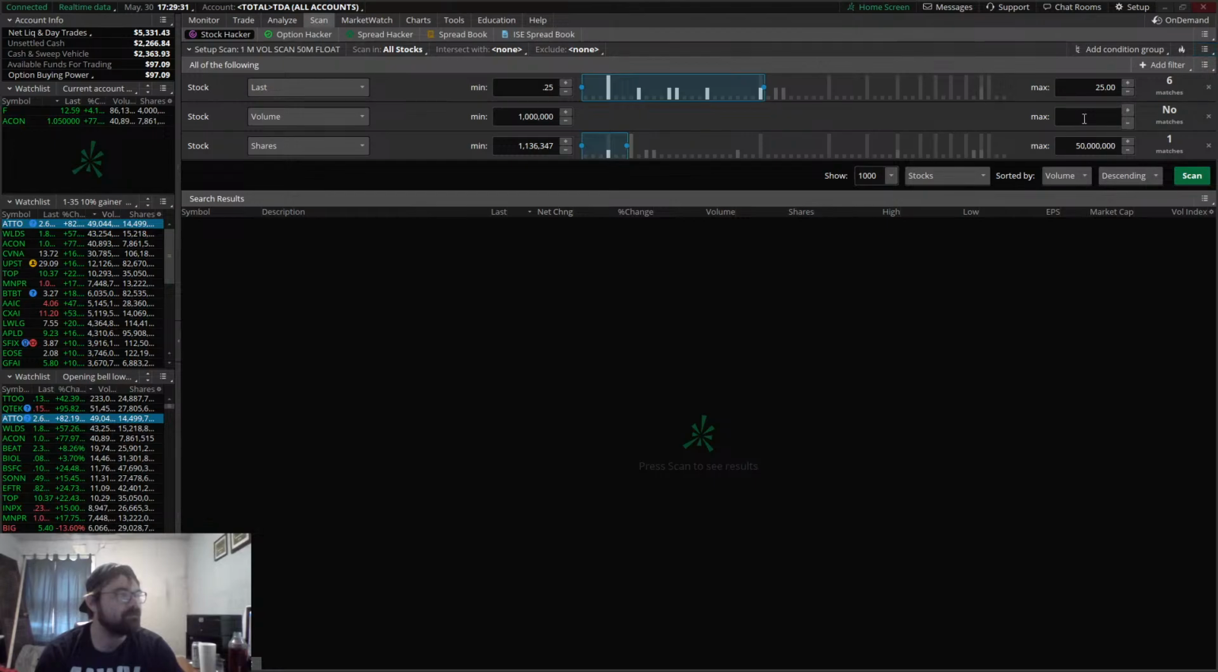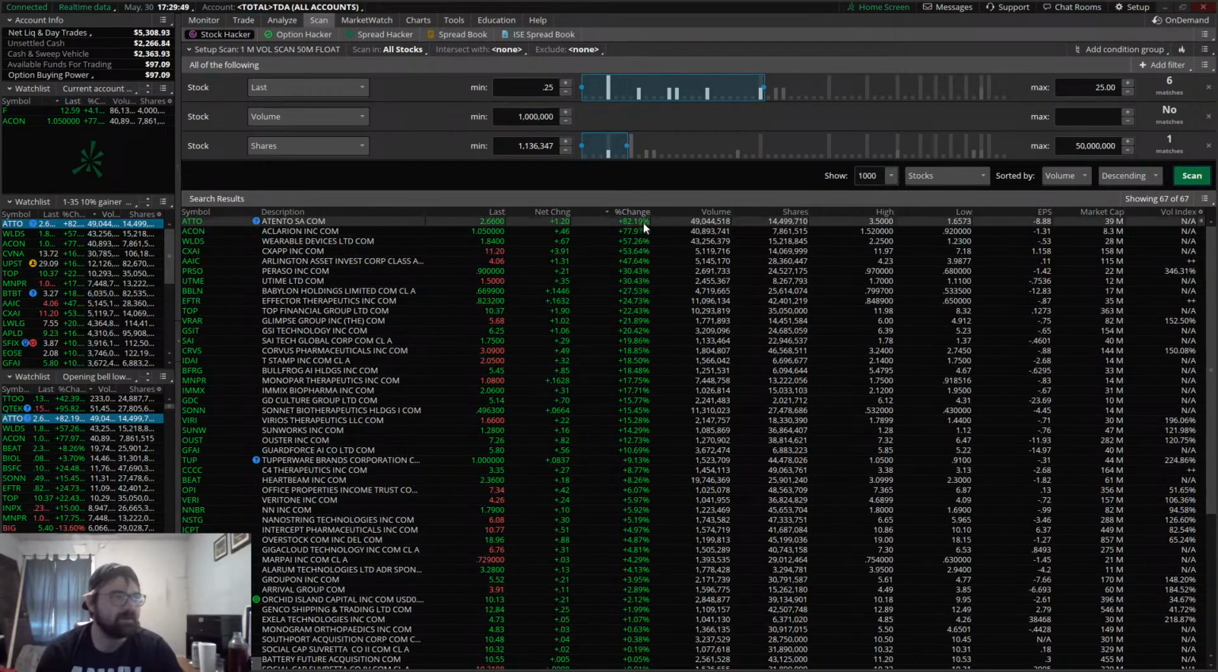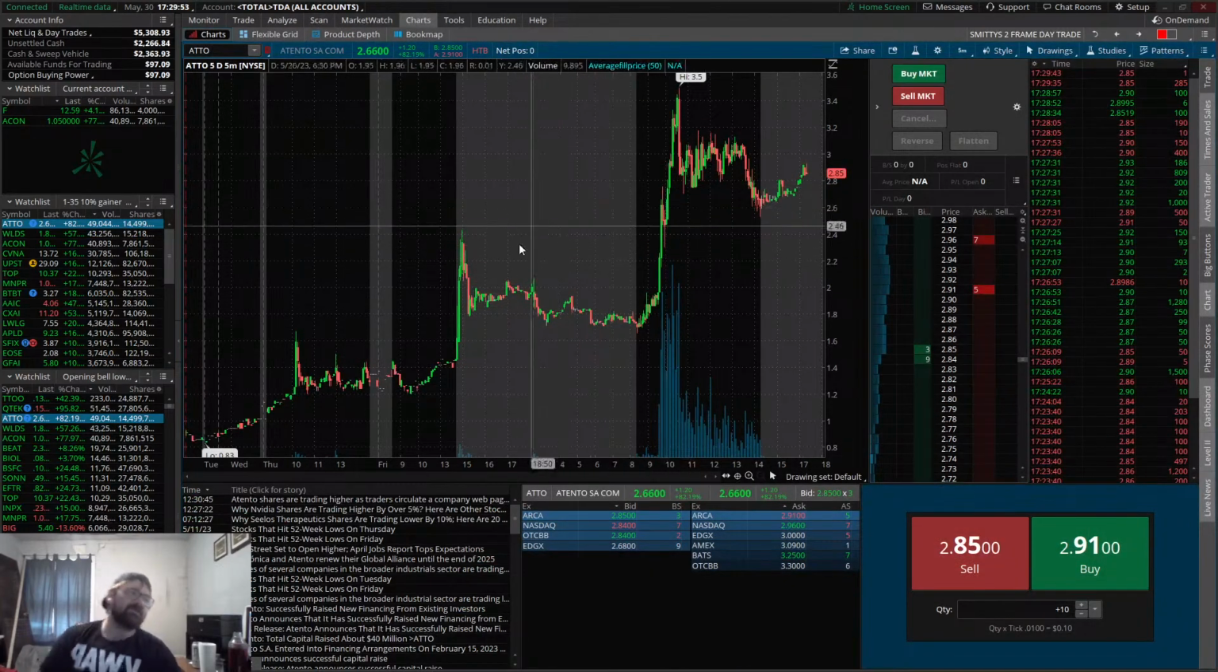So we're going to do a pretty basic scan here of 1 million volume and under 50 million float, then 25 cents to $25. Okay, so let's filter all these by the biggest percentage gain. So we see ATTO, that's this one.